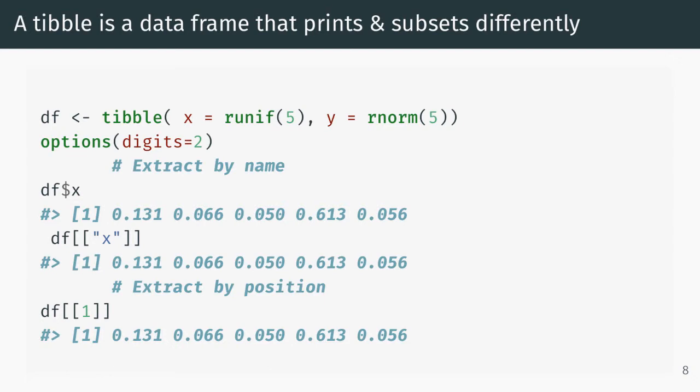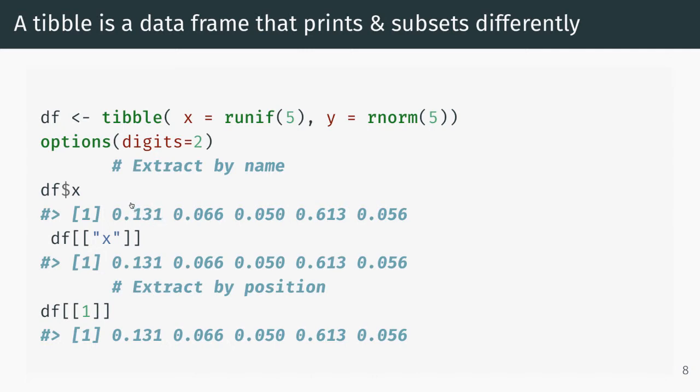So a tibble is a data frame. It behaves a little bit differently from other data frames, but it's still a data frame. So here's a data frame created by X being randomly generated from a uniform distribution, and Y being randomly generated from a normal distribution. There are 5 observations in each, and I've said options digits 2.